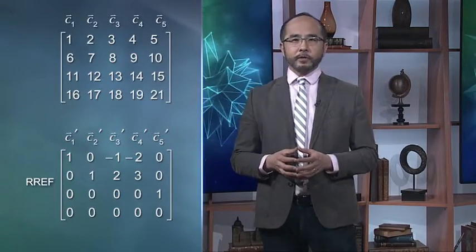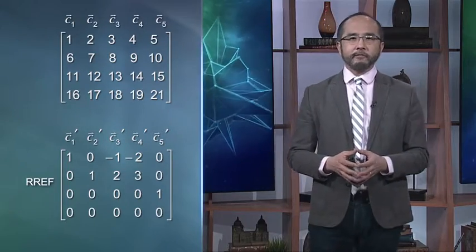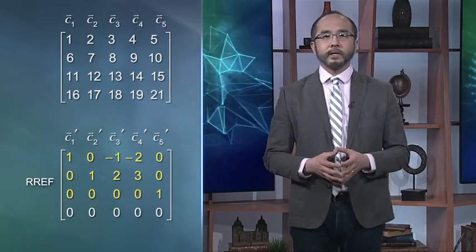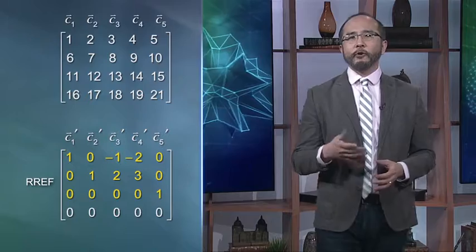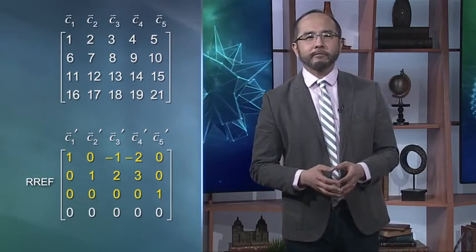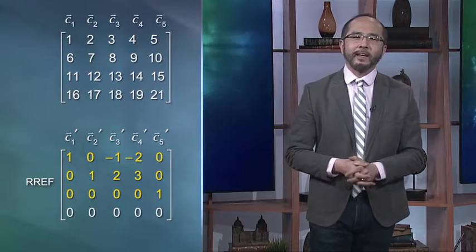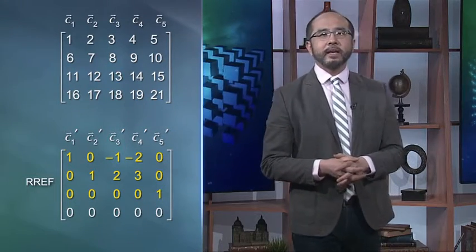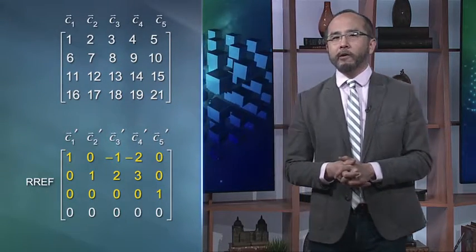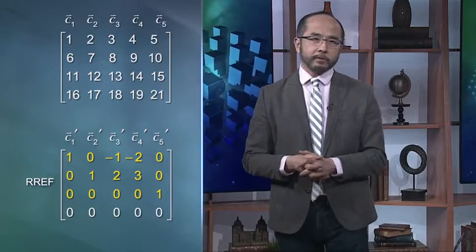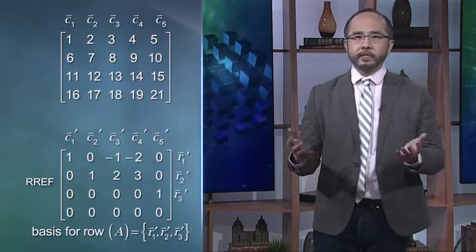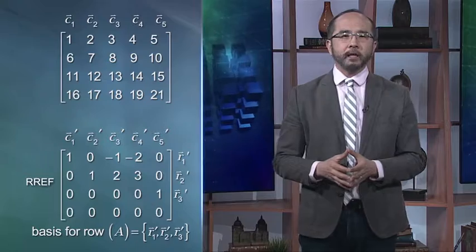Now, how do you find a basis for the row space of a matrix A? Well, you can also use the RREF of the matrix A to find this as well. Just look at the non-zero rows of the RREF. That's it. That's a basis for the row space of A. In our example, you can see that the first 3 rows of the RREF are non-zero vectors. These are a basis for the subspace spanned by the rows of A.